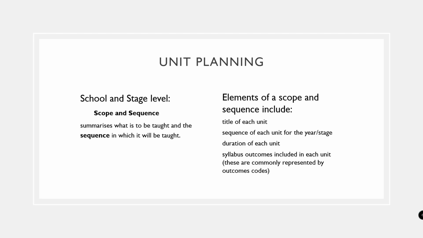So in some respects, we're going to be asking for more detail than a teacher would be expected to provide. And I hope you can understand why that is, because we need to give you that big rubber stamp of approval to say that you get to do what teachers do. Okay? So at a school level, a scope and sequence summarises what is to be taught and the sequence in which it will be taught.